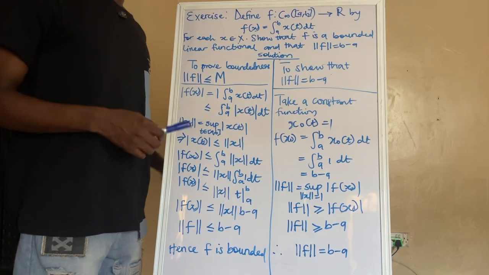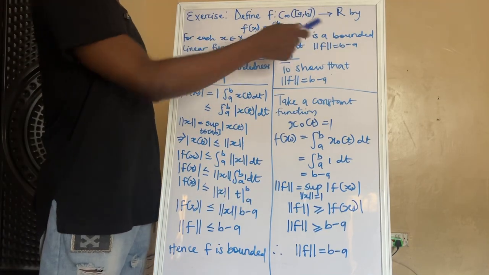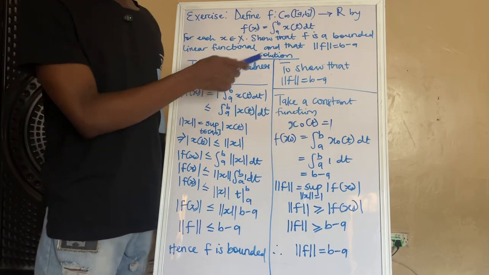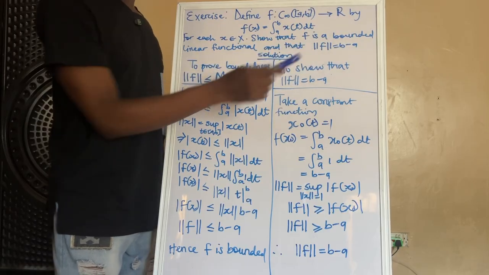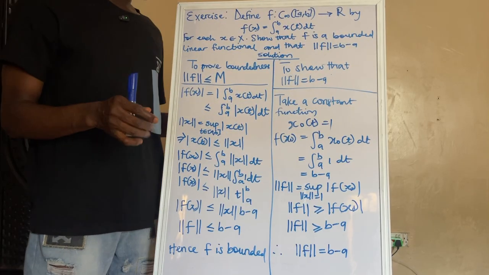Now to the second part of the question, which is to show that f is bounded and the norm of f is equal to b minus a. Now let's start with boundedness, right?